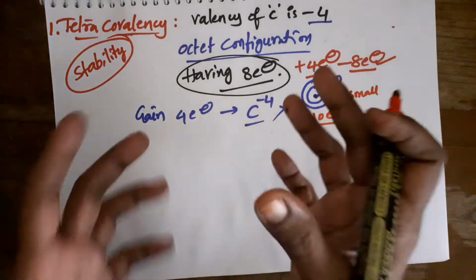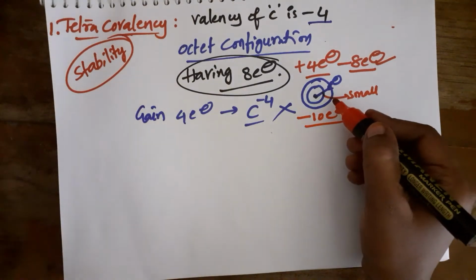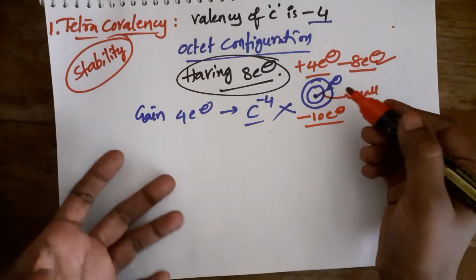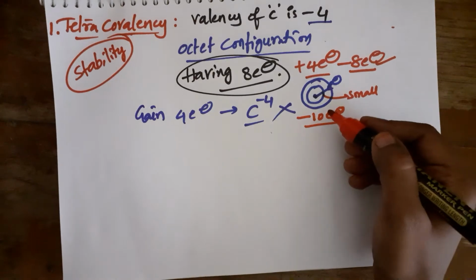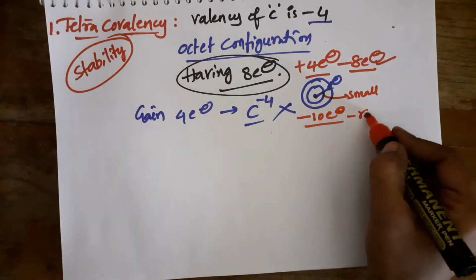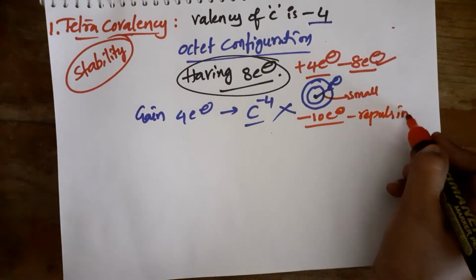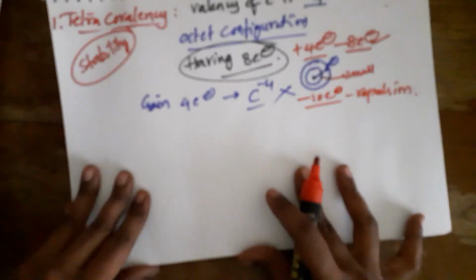Here, 10 electrons would be present in the outermost orbit. It will lead to repulsion, so it is not possible to accept 4 electrons.